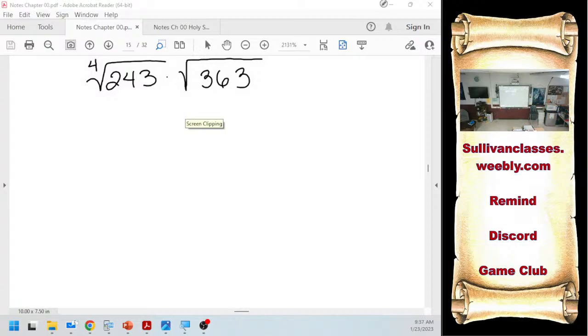Okay, so simplify each radical first. Then what's still in radical land, you can write as a rational exponent. Then see what you can combine.